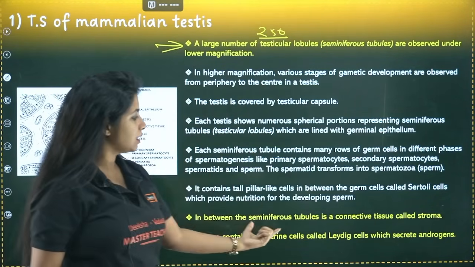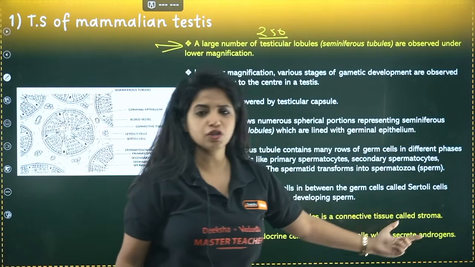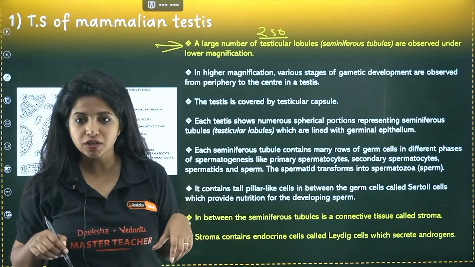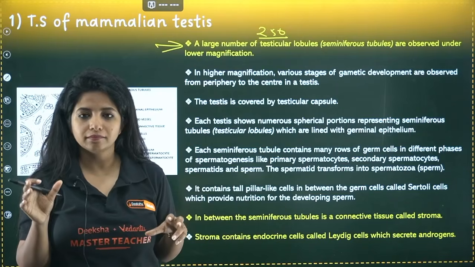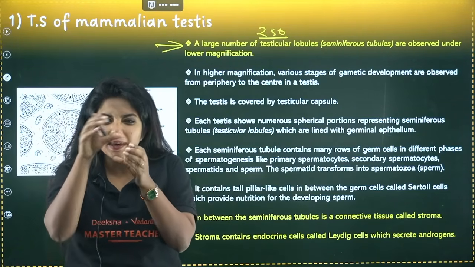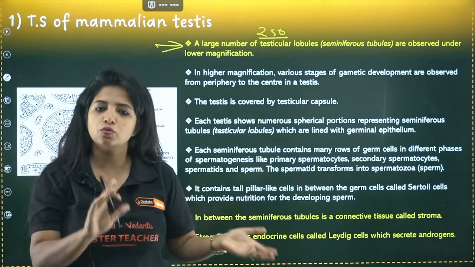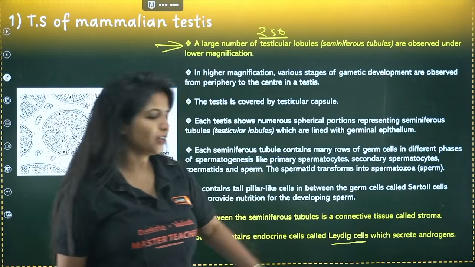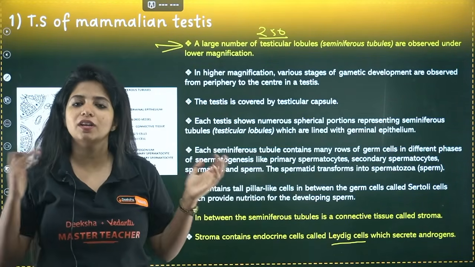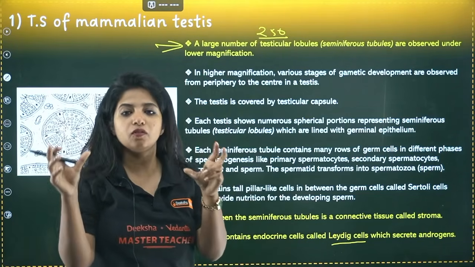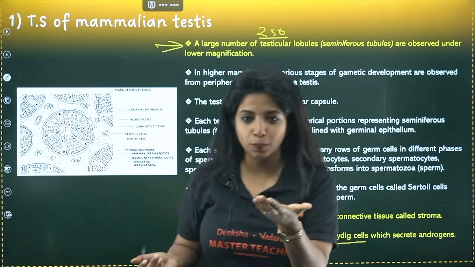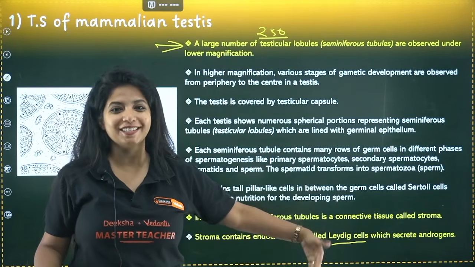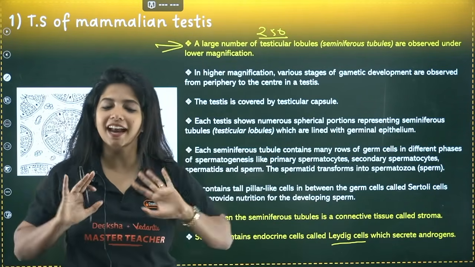In between the seminiferous tubules, there is a connective tissue called stroma. Basically, you're talking about the space, the interstitial space, that is also known as stroma. The stroma contains endocrine cells called Leydig cells. You do not need to write exactly like this. You can just write that between the seminiferous tubules, you have the interstitial space, or basically you can say it's stroma. And in that, what do you have? You have Leydig cells. What does the Leydig cell produce? Androgens. And done.